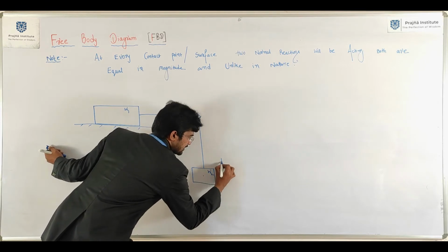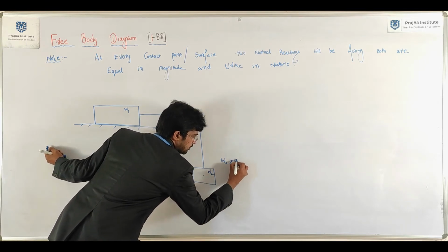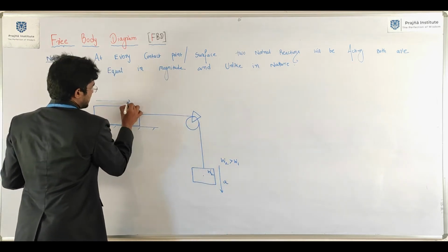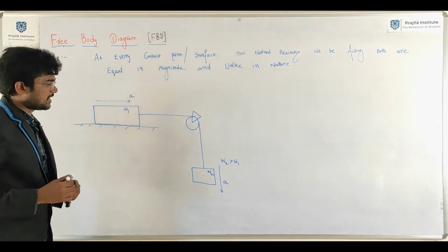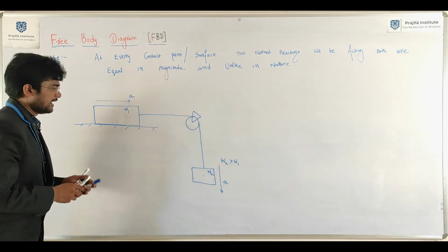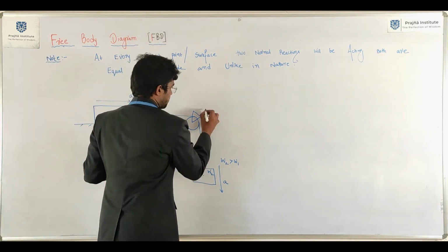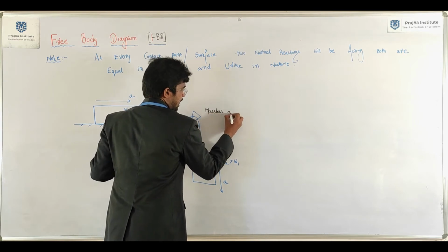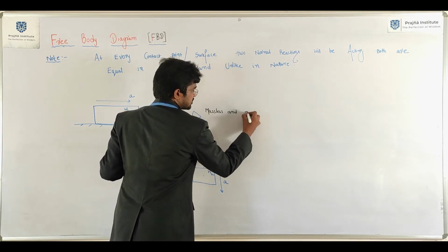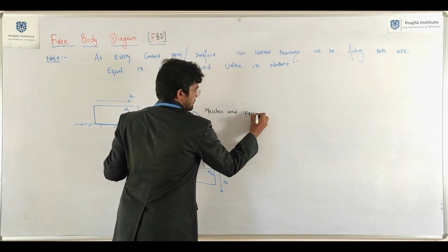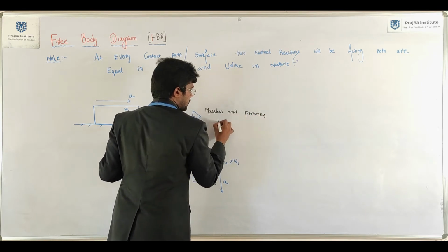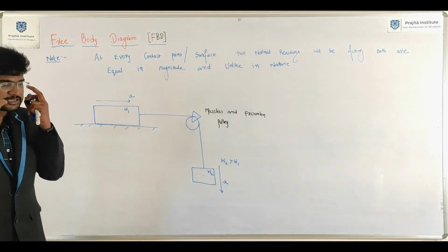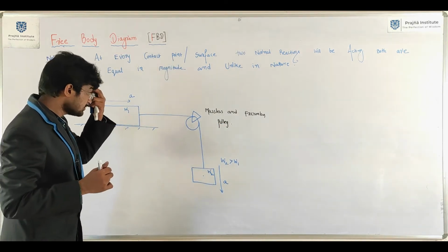W2 is greater than W1, so this is the direction of motion and direction of acceleration. Both are having the same acceleration. Now, it is a massless and frictionless pulley. Massless and frictionless pulley. Okay.